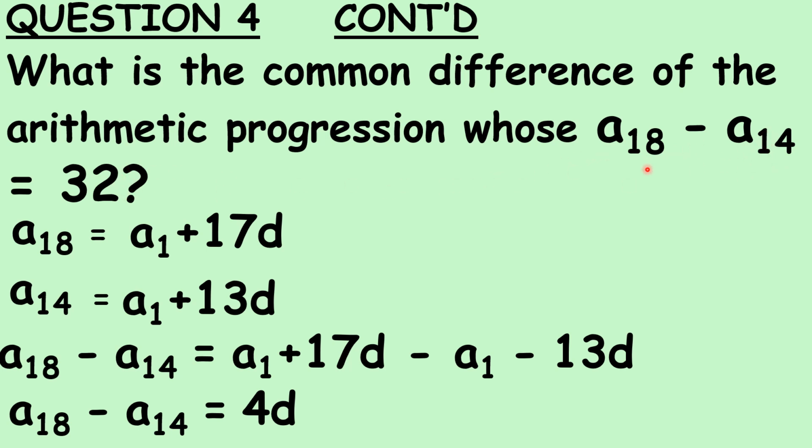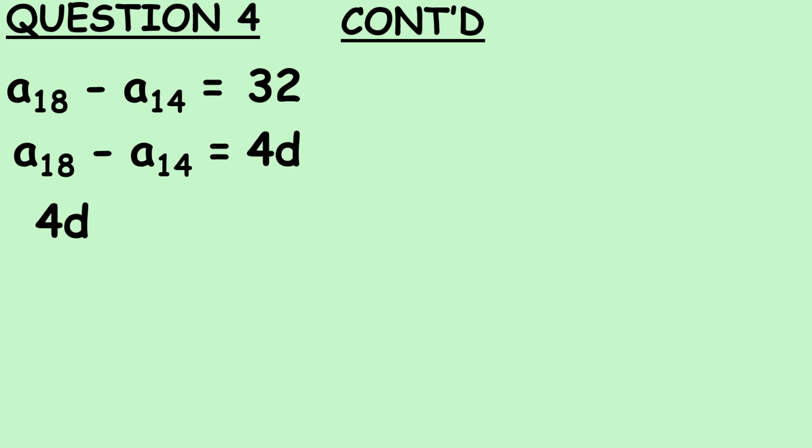So if this is equal to 32 and this same thing is equal to 4D, it tells you and me that 4D is equal to 32. Remember the question says the 18th term minus the 14th term is 32. And we have simplified term 18 minus term 14 using the nth term equation, and we have established it to be 4D. So it tells you that 4D is equal to 32.